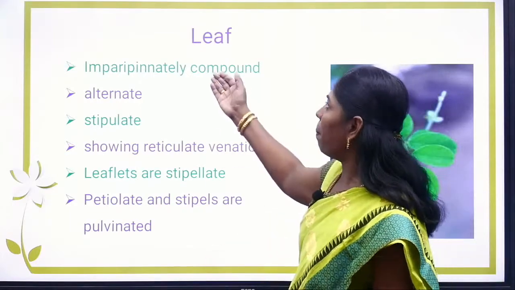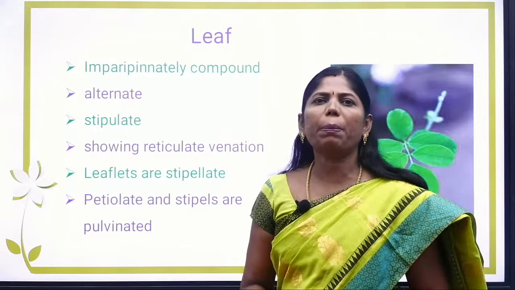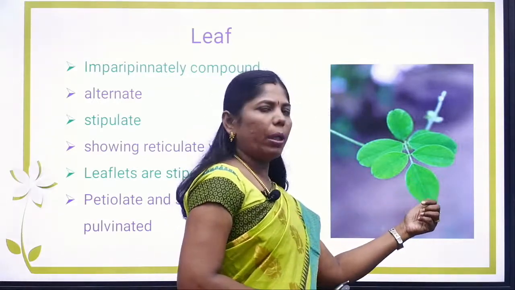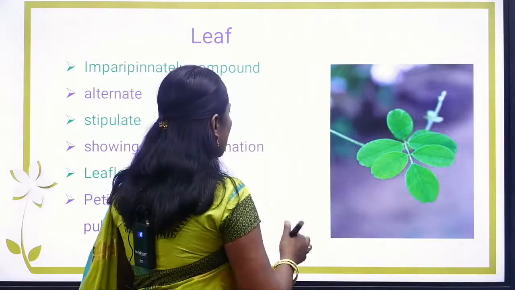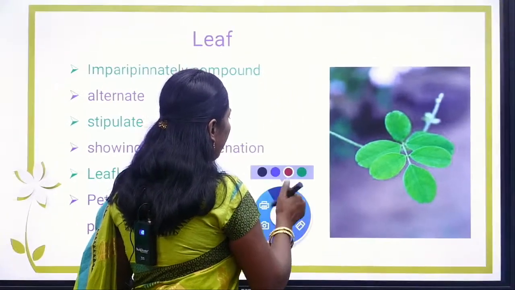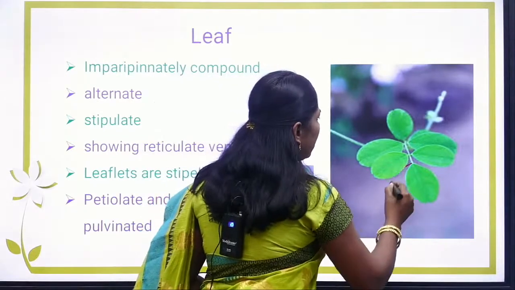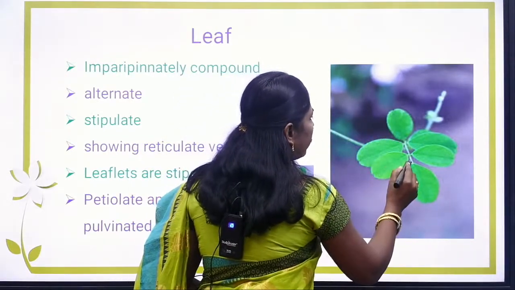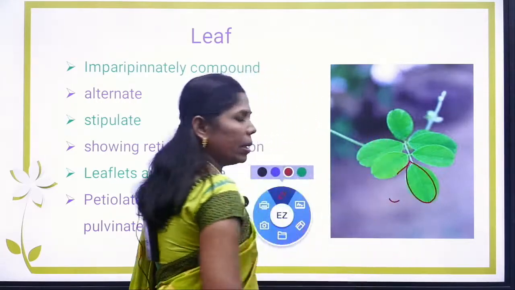So what about imparipinnately? Imparipinnately means the leaflets are odd in number. If it has an even number, two leaflets, this is paripinnately. But here it has only one leaflet, not a leaf, a leaflet.